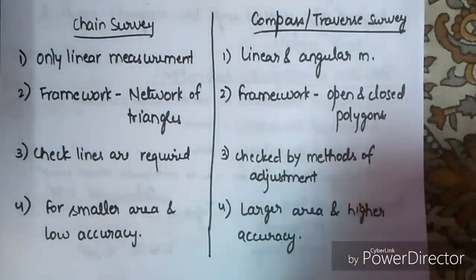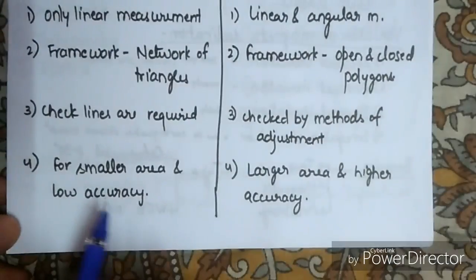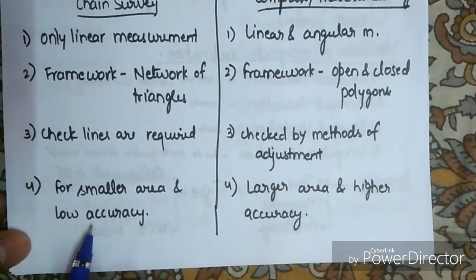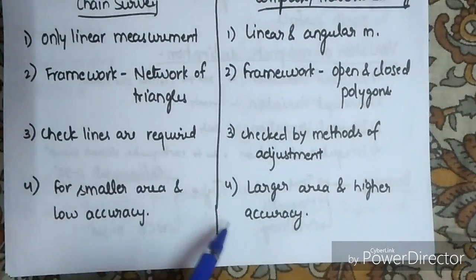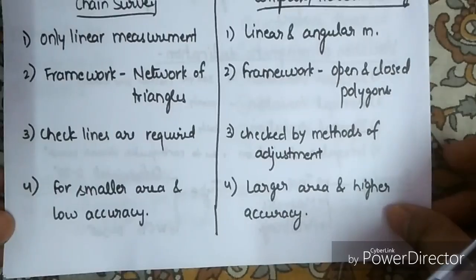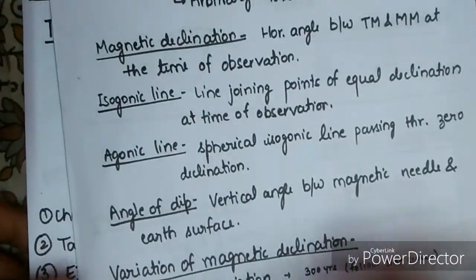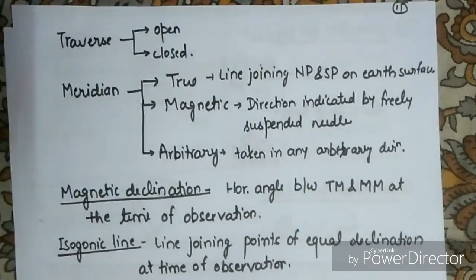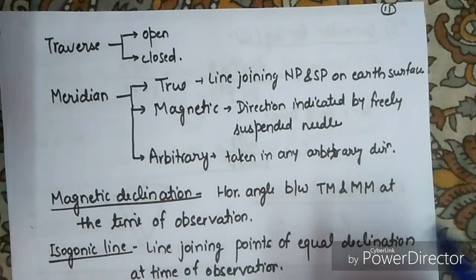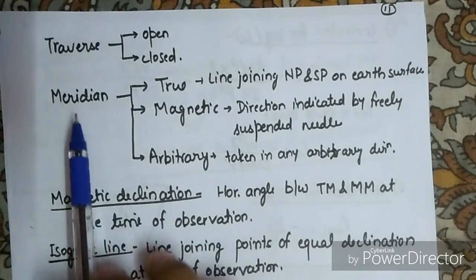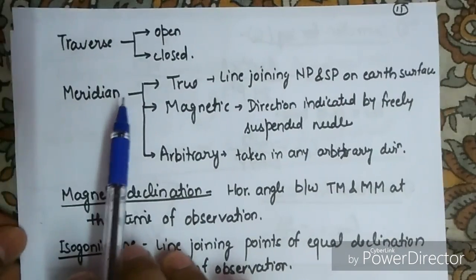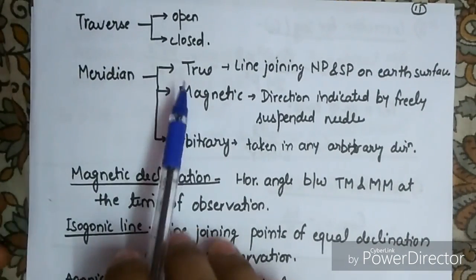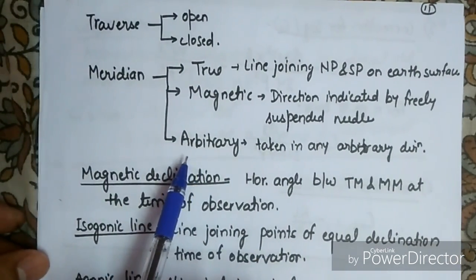You know different methods like Bowditch's rule. For smaller area and low accuracy we use chain survey, but for larger area and higher accuracy we use compass survey. There are traverses like open traverse and closed traverse, and we have to know about the different meridians: true meridian, magnetic meridian, arbitrary meridian.